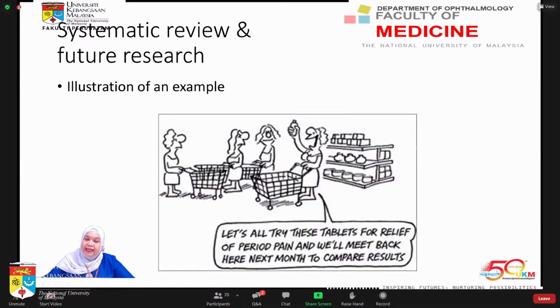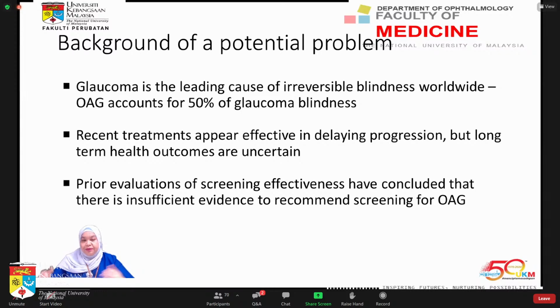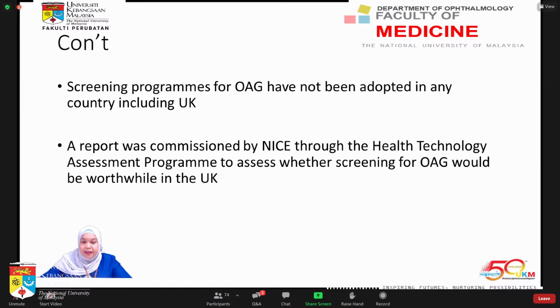So how do you tie it in? Okay, I always say the systematic review is actually a very powerful tool. Because I'm an ophthalmologist, let's look at a potential problem, because this is a research question. Glaucoma is a leading cause of irreversible blindness worldwide, and open angle accounts for 50% of glaucoma blindness. Treatment is effective in delaying progression, but you don't know the outcome because you have to study glaucoma for a long time. So what if we actually introduce screening? But in all the literature review, it says that if you have screening, there is no benefit. Okay, so there is insufficient evidence to recommend screening for open angle glaucoma.